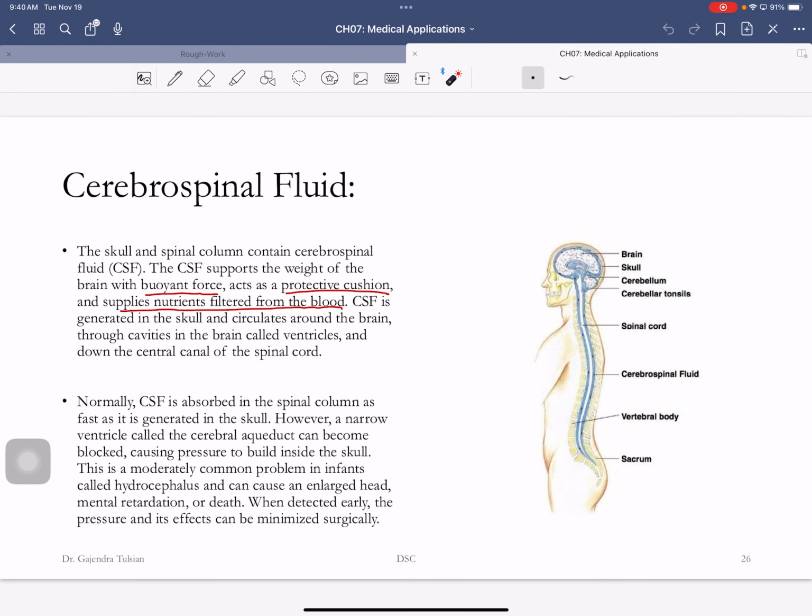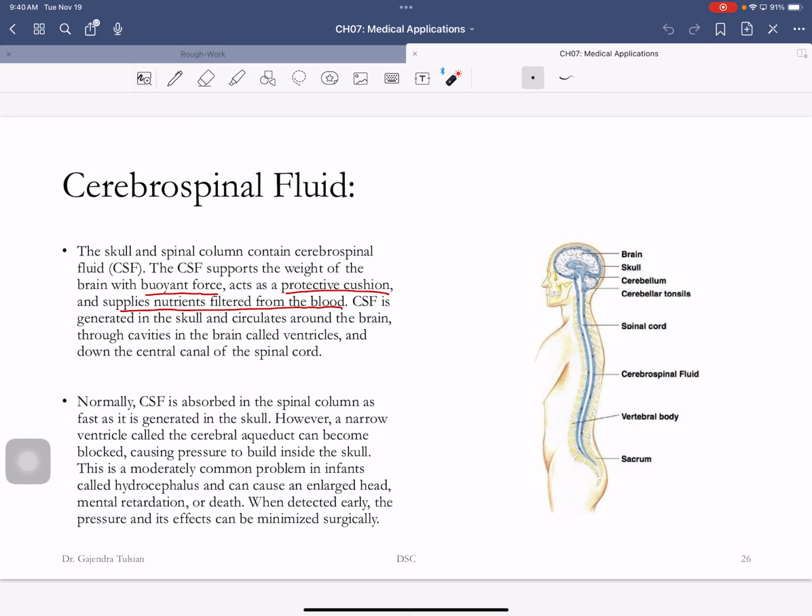Okay, so the cerebrospinal fluid provides buoyant force. It's a protective cushion, and it supplies nutrients filtered from the blood. Nutrients from the blood diffuse into cerebrospinal fluid, and then that's supplied to various cells. Okay, it's generated in the skull, and like we said, if you produce a liter a day, then you have to absorb a liter a day.